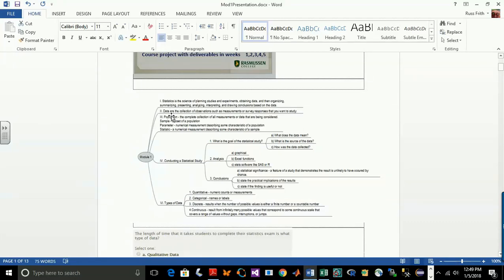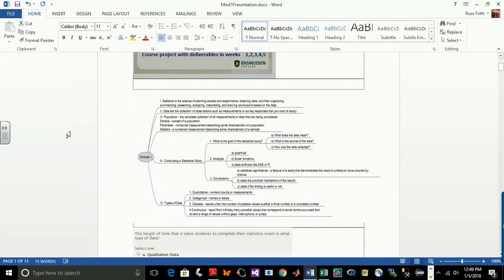Data are the collection of observations such as measurements or survey responses that you want to study. A population is the complete collection of all measurements or data that are being considered. A sample is a subset of a population. Now, students often confuse population and sample. A population consists of everything, okay, whereas a sample is a subset of the population.